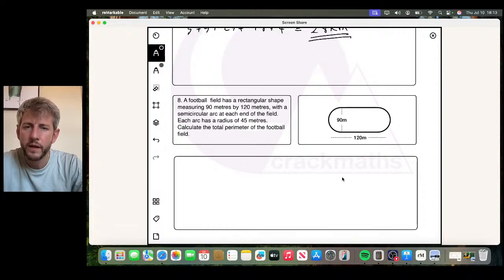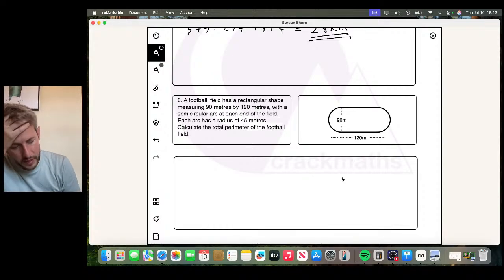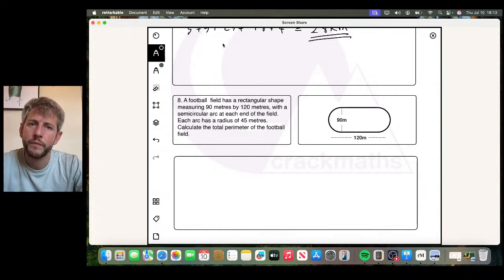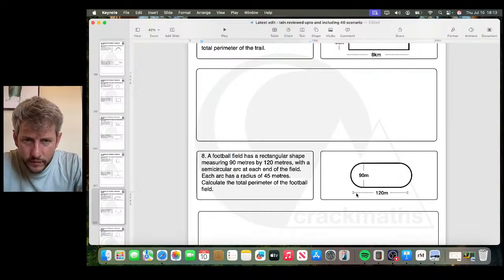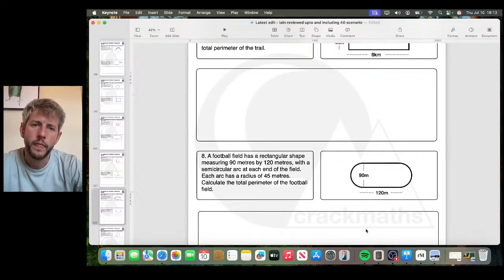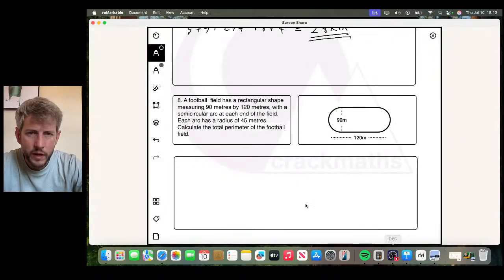Okay, great. So here we go. The diagram's dotted line is too long, so let's just quickly fix that. There we go. Done.